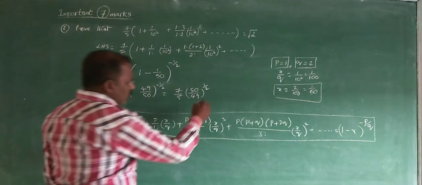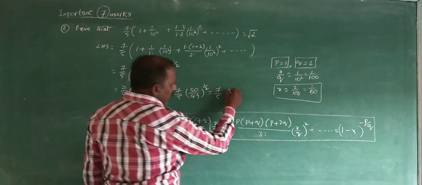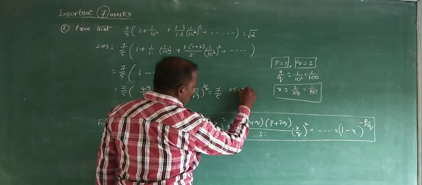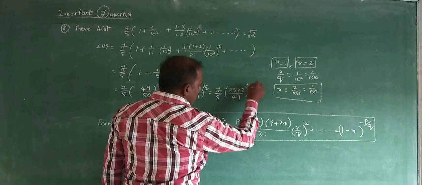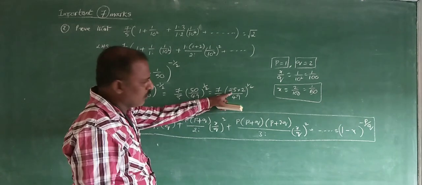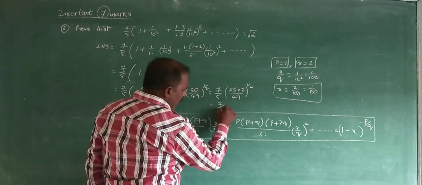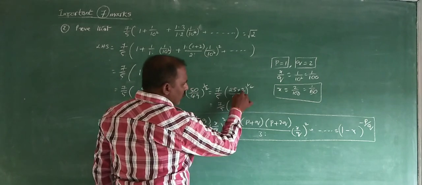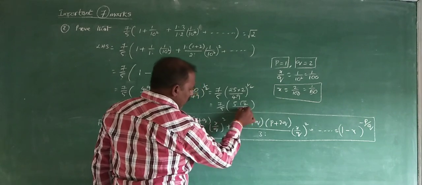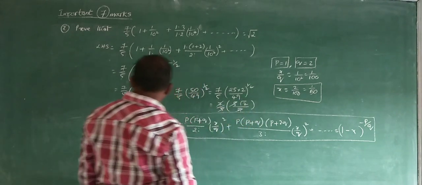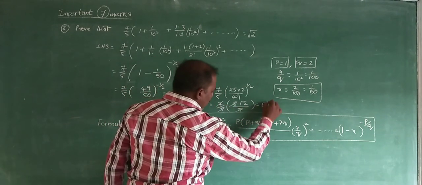Positive 1 by 2. So there is 7 by 5 into 50, which can be written as 25 into 2 by 49, whole to the power of 1 by 2. What is the square root of 25? 5. So this is 7 by 5 into 5. What is the square root of 2? What is the square root of 49? 7. 7 gets cancelled, 5 gets cancelled. So there is nothing but root 2. This is all it is.